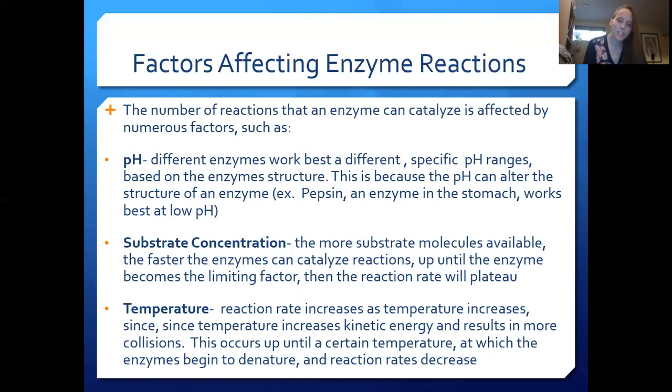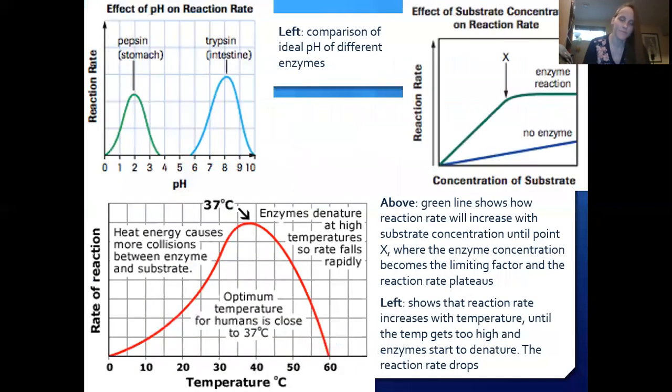And then temperature, same kind of idea. Reaction rate will increase as temperature increases because the temperature increasing means that the kinetic energy of the molecules increases. They're moving around faster. They're bumping into the catalyst more often, which means that the catalyst or the enzyme can actually do its job more quickly. And again, that'll happen up until a certain temperature, at which point the enzymes actually start to denature and the reaction rate will drop off again.